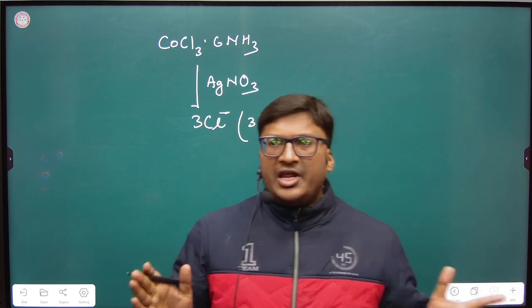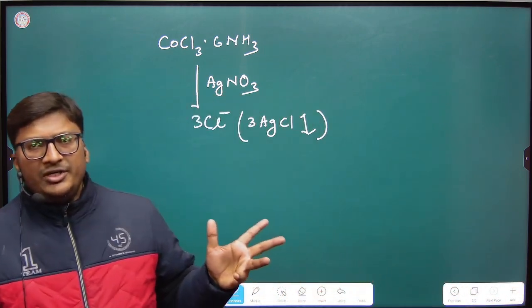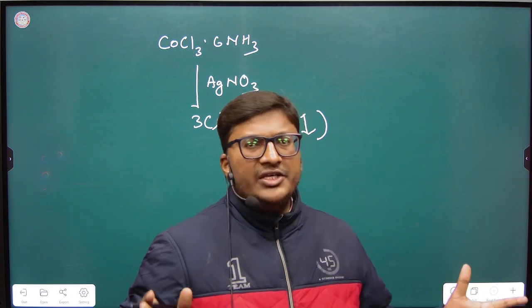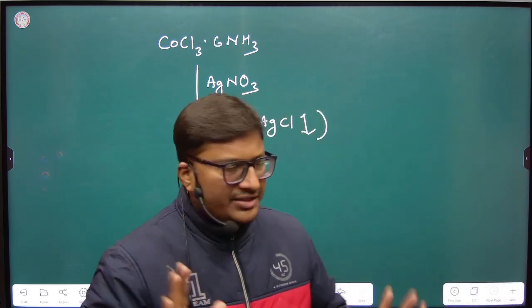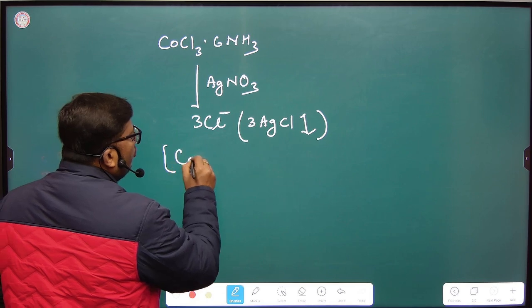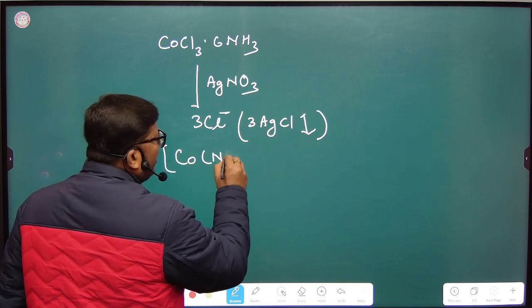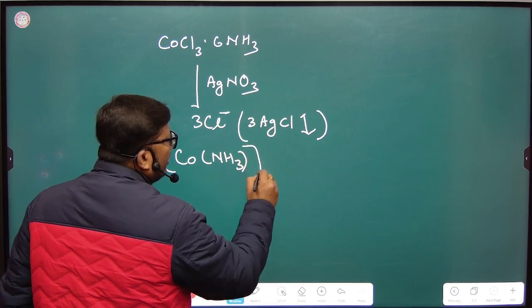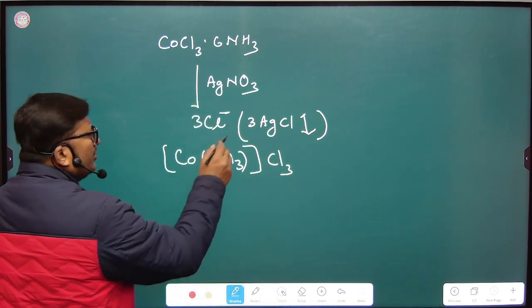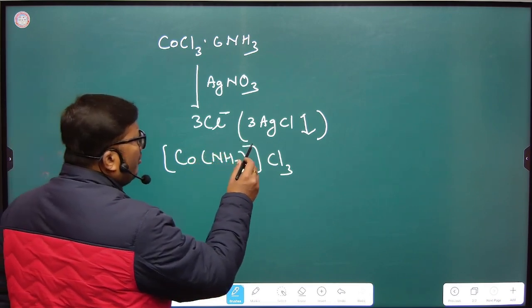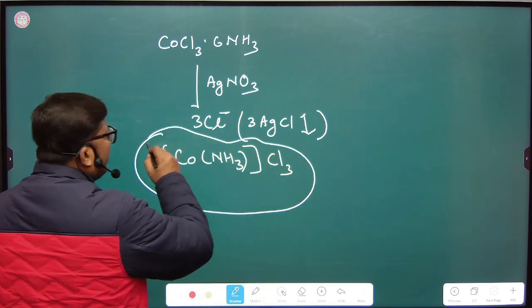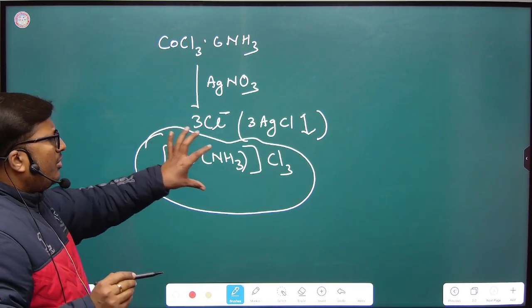As in the previous lectures, I explained what a coordination sphere is: the coordination sphere contains the metal associated with ligands. So it means that Co, NH3 and Cl3. The precipitation of 3 chloride ions confirms the structure of this coordination compound as shown.